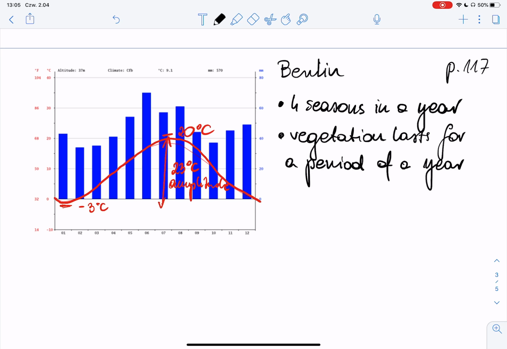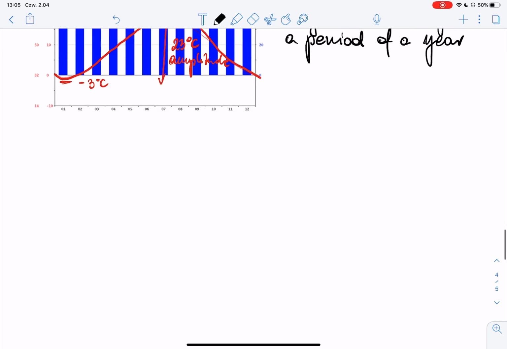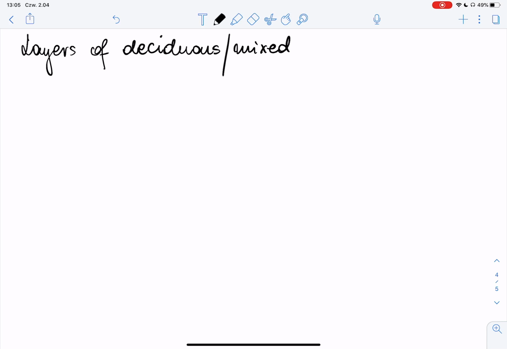And guys, this forest also has layers, and we have talked a little bit about it in grade 4. Layers of deciduous slash mixed forest. And guys, you have it on page 119. And the very lowest layer, which is basically just a few centimeters, is the layer of litterfall.